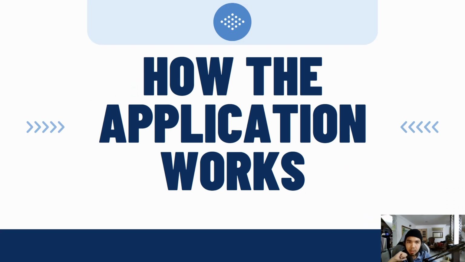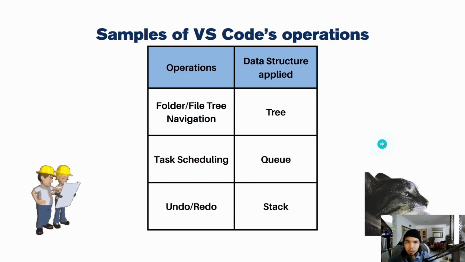I will be explaining how the application VS Code works. It's important to note that in VS Code, being a code editing software, there are many different kinds of operations. However, for the purposes of our presentation, we chose three operations to present and briefly explain before we get into the primary data structure that we chose to present the algorithm for. Those are folder and file tree navigation, task scheduling, and undos and redos. These three operations have a data structure associated with them.